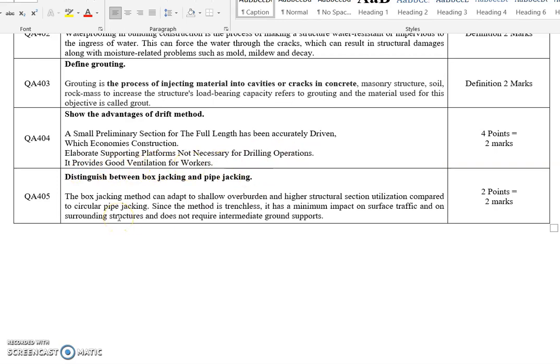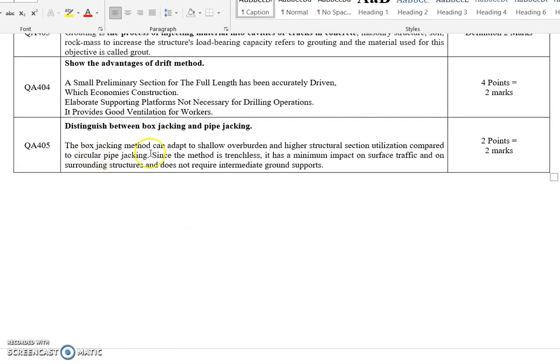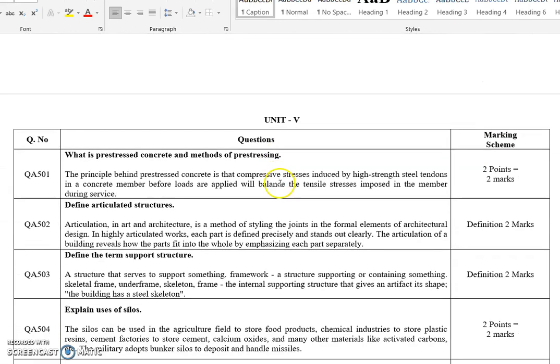Differentiate between box jacking and pipe jacking. The box jacking method can adapt to shallow overburden and higher structural section utilization compared to circular pipe jacking, since the method is trenchless. It has minimum impact on surface traffic and on surrounding structures and does not require intermediate ground supports.